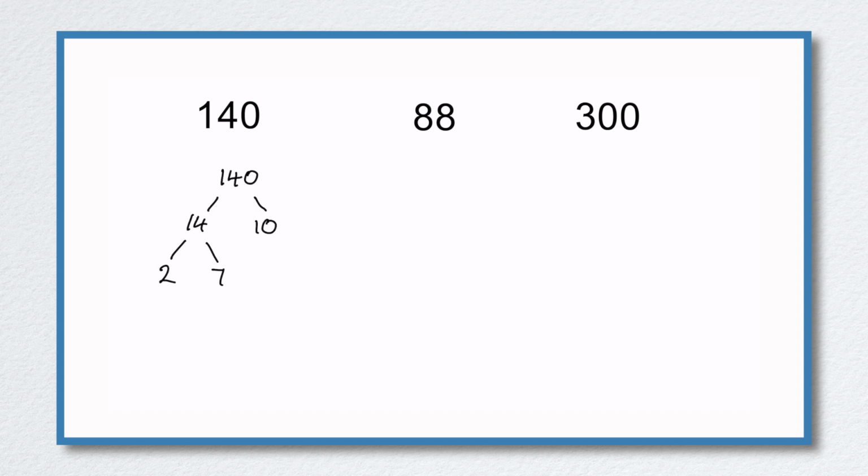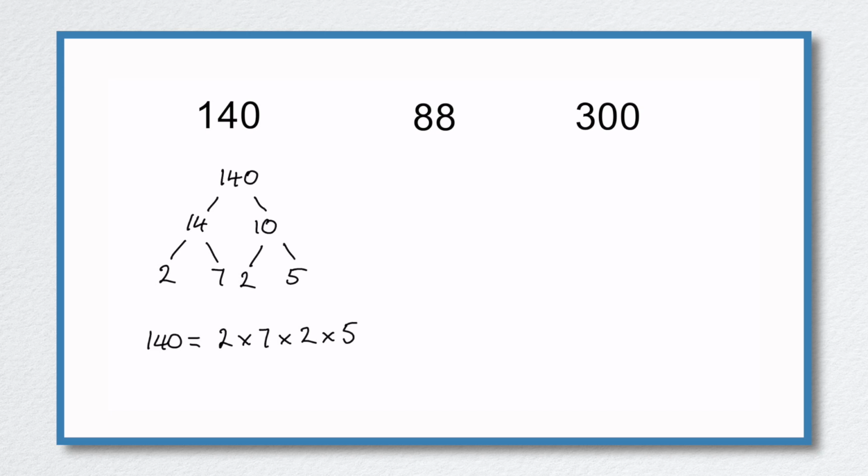Similarly, with 10, I know that 10 can be broken down as 2 and 5. What we have here are the prime factors. 2, 7, and 5 are all prime numbers. So these are the prime factors of 140. I need to write it like this. I've got 140 is equal to 2 multiplied by 7 multiplied by 2 multiplied by 5. That's what I found out.